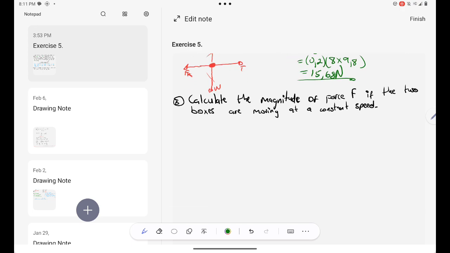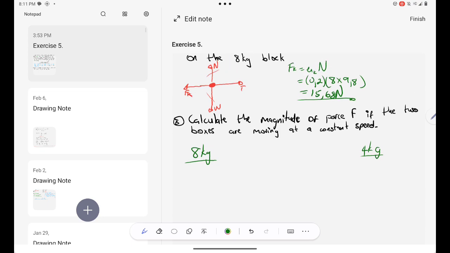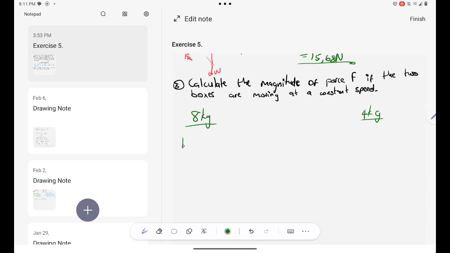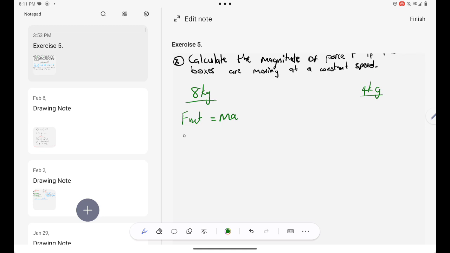Are you together? So we have our 8 kg and the 4 kg block. For the 8 kg, there are only two forces acting horizontally. So I know that F net is equal to MA. I need to write that first. And then I have my tension, which is acting in the positive direction, and friction, which is acting in the negative direction. This is equal to 8 multiplied by 0.